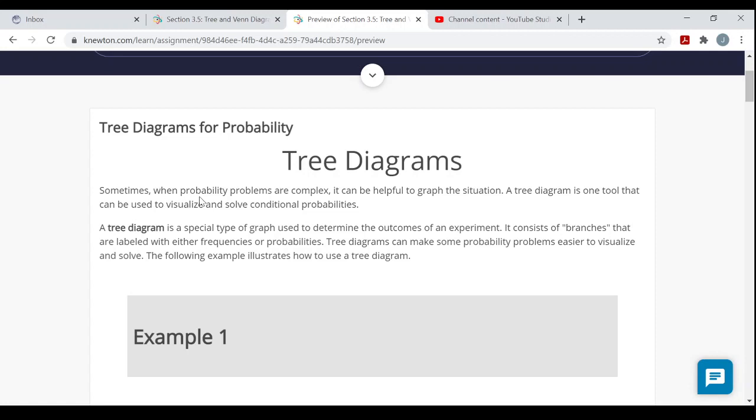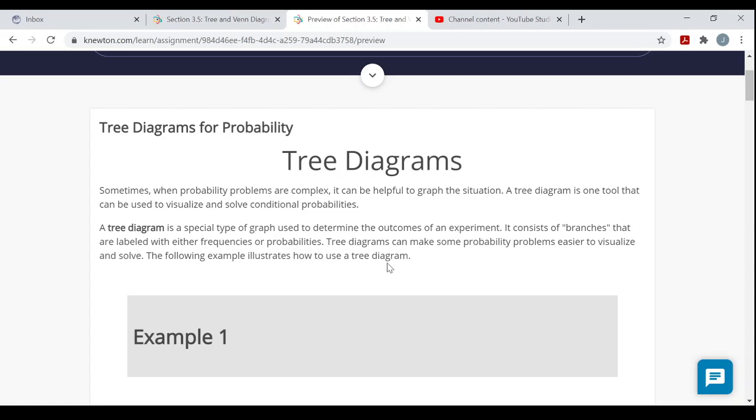So sometimes when probability problems are complex, it can be helpful to graph, or draw a picture of the situation. A tree diagram is one tool that can be used to visualize and solve conditional probabilities. A tree diagram is a special type of graph used to determine the outcomes of an experiment. It consists of branches that are labeled with either frequencies or probabilities. Tree diagrams can make some probability problems easier to visualize and solve.